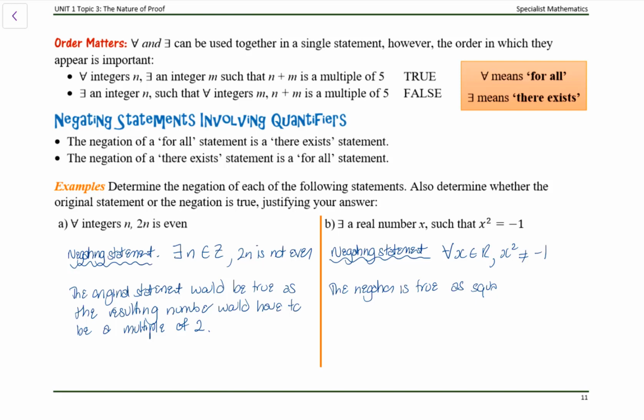as squaring any real number will result in either 0, if the number is 0, or a positive number. It can't be -1. Okay, let's move on.